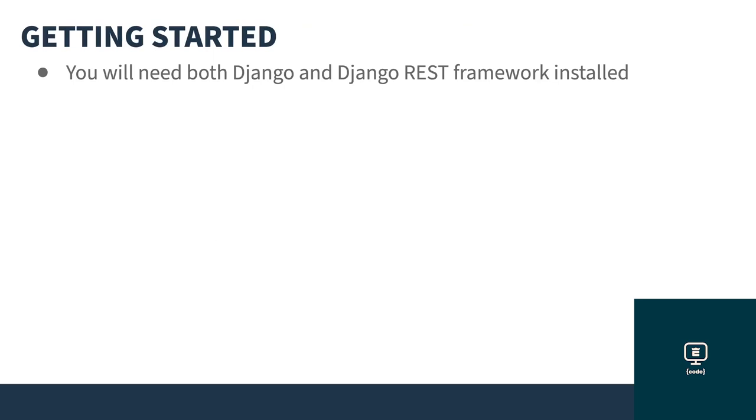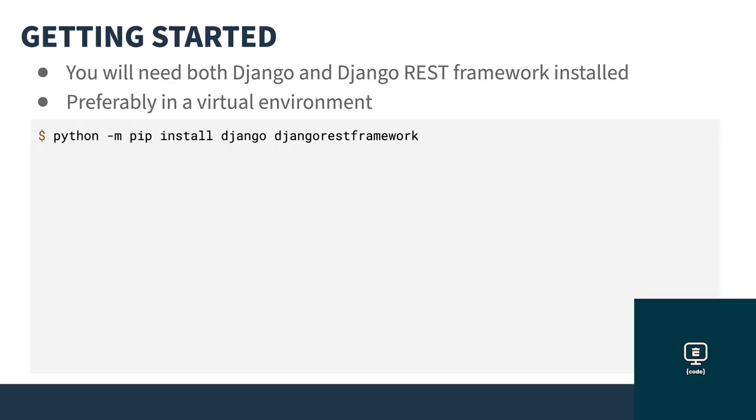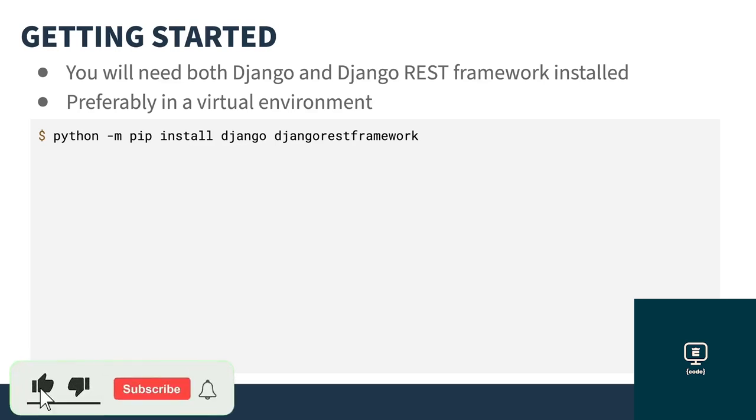Not surprisingly, the Django REST framework is built on top of Django, so you'll need both Django and the Django REST framework installed to be able to follow along with this course. As is best practice in the Python world, it's better if you do this inside of a virtual environment. Here's the pip command to install both Django and the Django REST framework. Note that Django REST framework is all one word. Most Django pip modules usually have underscores in them.